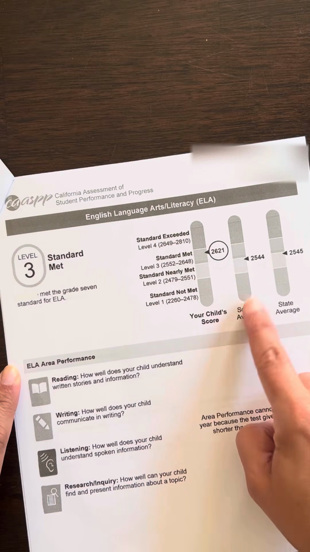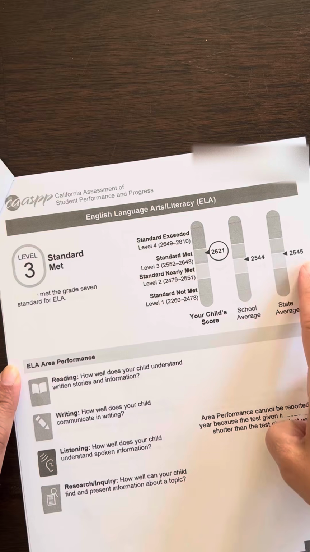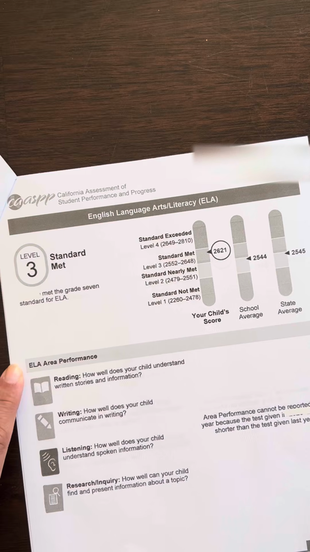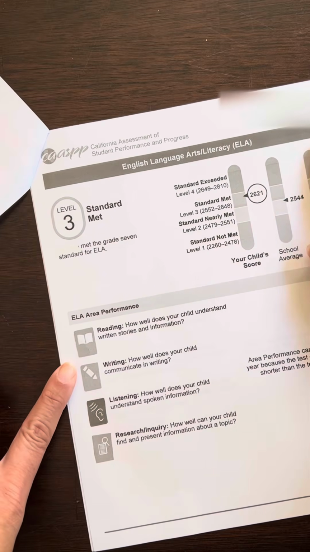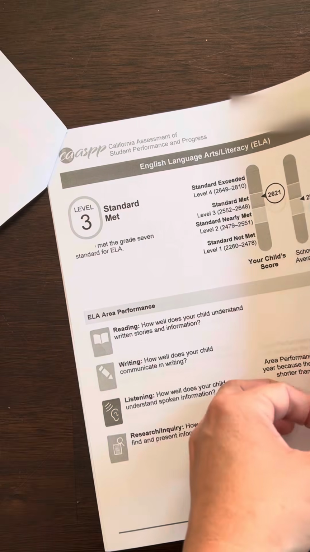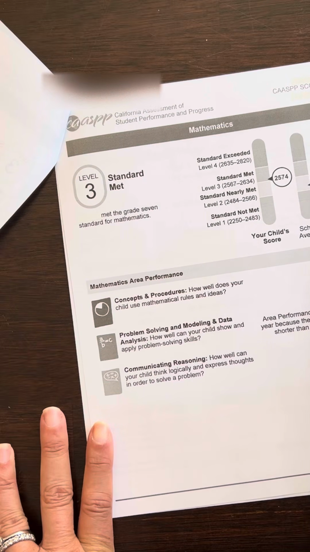And the school average for the charter school that we were with at that time is about the same. So both the school's average and the state average are about the same, which, if you are familiar with bell curves, is typically how those things go. And then this is for the language arts results. You have reading, writing, listening, and research inquiry. And the next page is math. Again, we have the state average, which is standard not met. Once again, the charter school is standard nearly met, and they're within 15 points of each other. And then my student met the standard.